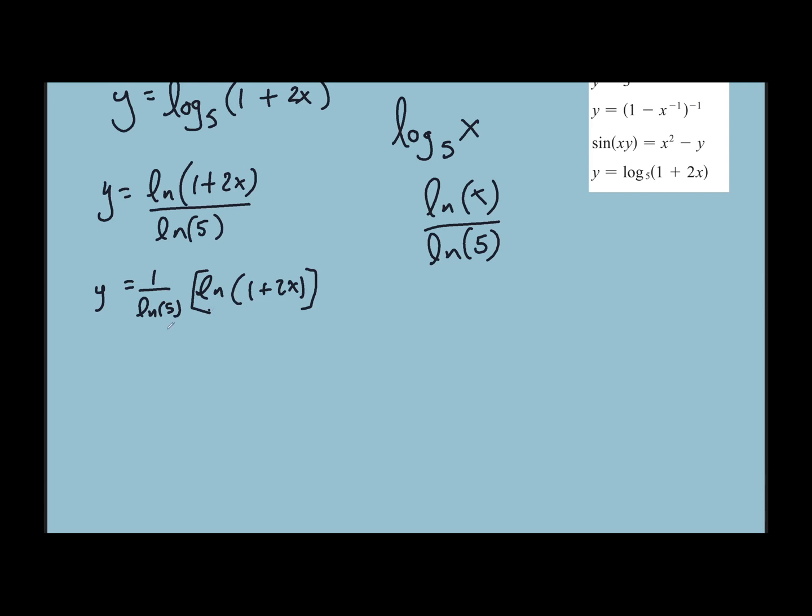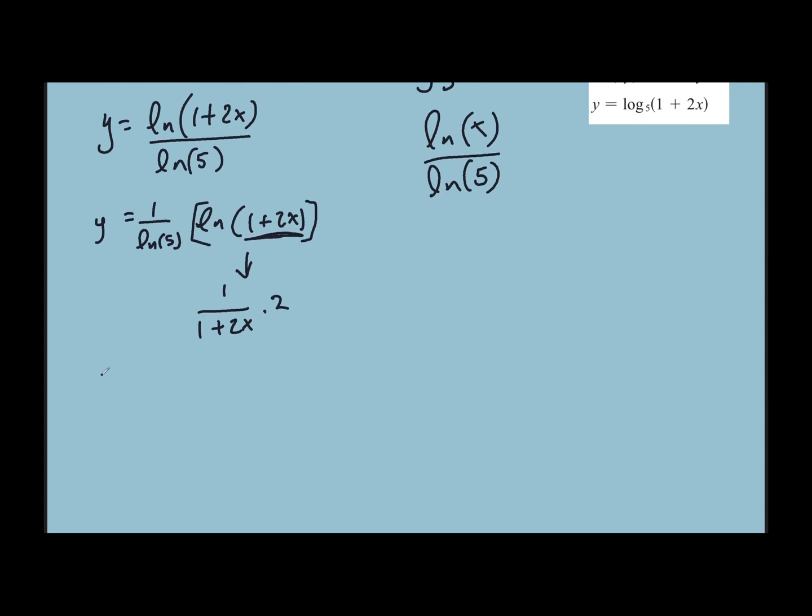So what is the derivative of that? Let's just take the derivative of that on its own. It's going to be 1 over the input, 1 plus 2x, times chain rule. What's the derivative of the inside function? Right here. That's just 2. So what we're going to end up with for y prime is 2 over ln of 5 times 1 over 1 plus 2x.